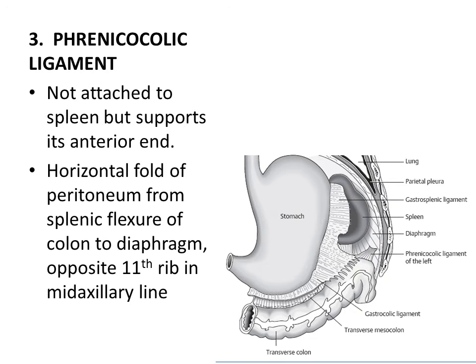It is a horizontal fold of peritoneum which extends from the splenic flexure of colon to the diaphragm opposite the 11th rib in the mid-axillary line, and it also limits the upper end of the left paracolic gutter, right? So this is about the peritoneal relations, 3 ligaments, 2 the most important, gastrosplenic and lienorenal ligament, and phrenicocolic is the third one which is indirectly related to the spleen. Next is the visceral relations. First we'll discuss the same on the visceral surface.